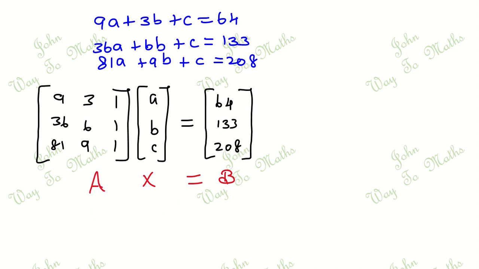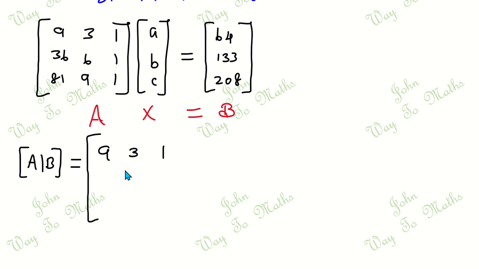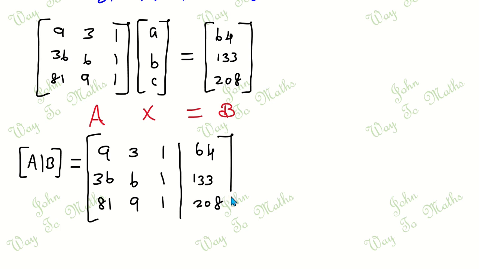So now I'm going to write in the form of augmented matrix. Therefore the augmented matrix is [A|B] equal to 9 3 1, 36 6 1, 81 9 1, and the constant matrix becomes 64, 133, 208. Here I'm going to apply elementary row transformation. We get row echelon form.